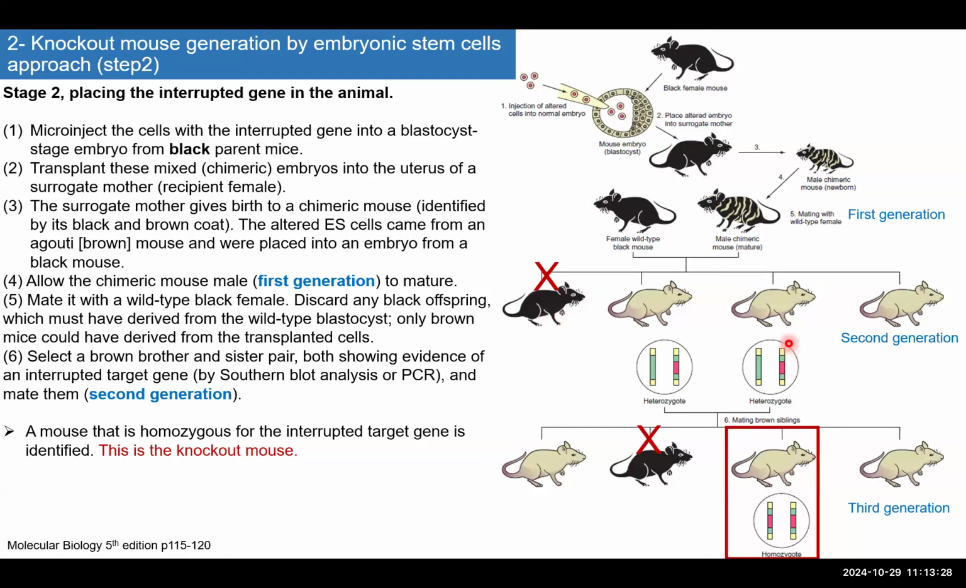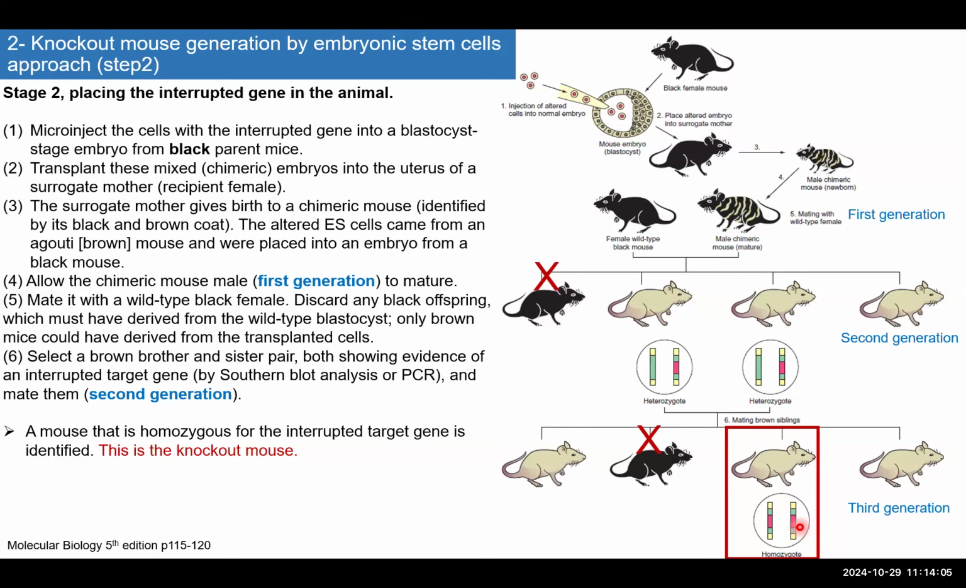Then we will take the brown animals, and you can see here, this animal is heterozygote, meaning it's carrying one copy of that transgene or the knockout gene. And this guy also has one copy. If we breed them together, we will end up having an animal that has 2 copies of the neomycin cassette, and therefore here we achieve deleting the 2 copies of the exon number 2, and this is the knockout animal. This is the whole body knockout of that gene.